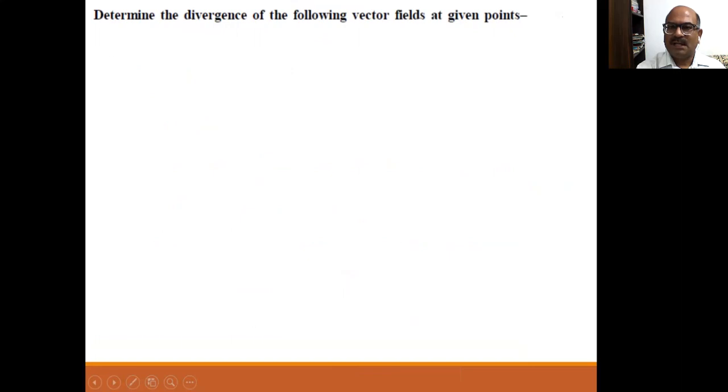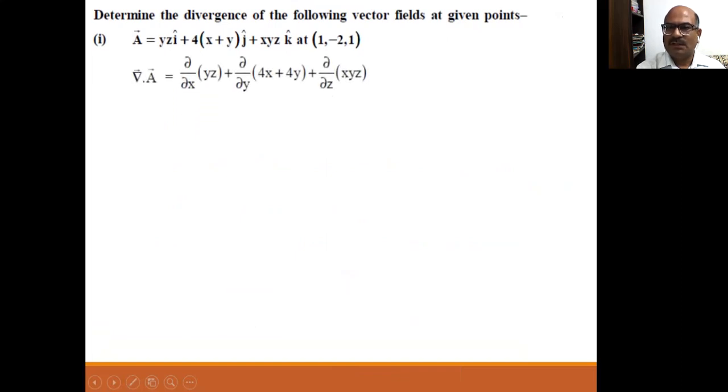So the next question is: determine the divergence of the following vector fields at given points. Now what are the fields given? The field A is equal to yz. This is a Cartesian coordinate system. So in the Cartesian coordinate system, the value of del we all know, and we can easily write it, and then the dot product is there, so i, j, k will not be there. So it's a scalar value we will receive here: 4 plus xy.